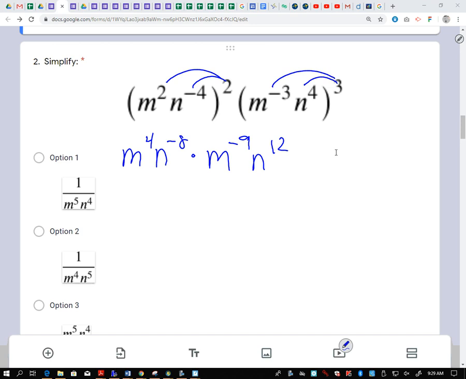But notice I am multiplying these sets, and in fact, I have all multiplication across here, right? So what do I do with exponents here? I add them. Okay, but which ones do I add? M's to M's and N's to N's, right? Okay, so my M is what? What is 4 plus negative 9? Negative 5. Okay, what is negative 8 plus 12? 4. Okay, and again, we want positive exponents, right?